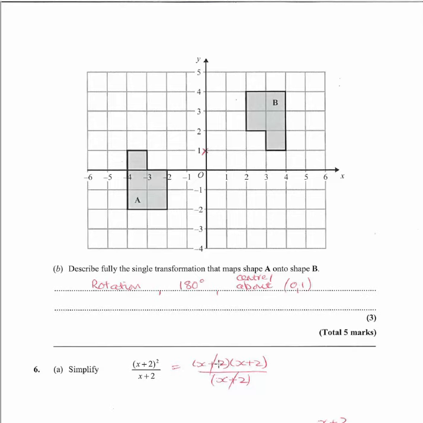Here's x plus 2 squared, 2 of them multiplied together, and then we're going to divide by x plus 2. So this x plus 2 wipes out one of these x plus 2's, leaving us with just one, x plus 2.